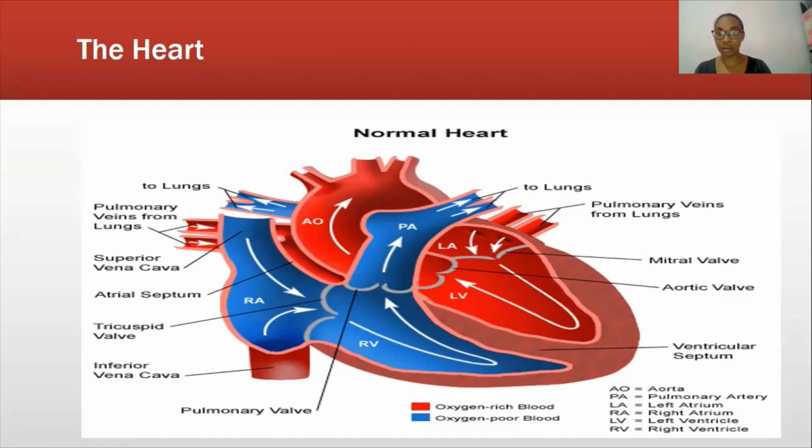From there, it goes through another valve, which is the aortic valve, and it goes into the aorta, where this blood is now distributed throughout the body to supply the organs and the tissue with oxygen and nutrients.